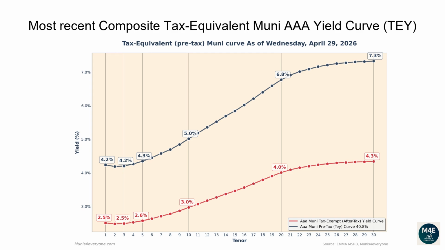The one-year tax-exempt yield is 2.51%, corresponding to a 4.24% tax-equivalent yield for investors in the top tax bracket. The two-year tax-equivalent yield is 4.19%. The 5-year tax-equivalent yield is 4.35%. The 10-year tax-equivalent yield is 5.02%. The 20-year tax-equivalent yield is 6.77%. The 30-year tax-equivalent yield is 7.33%.